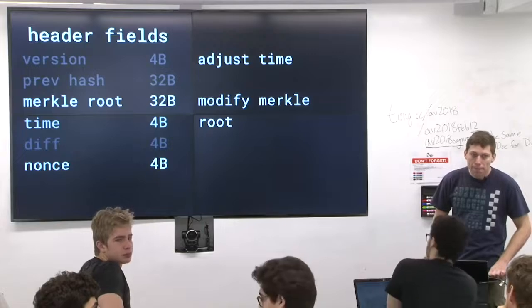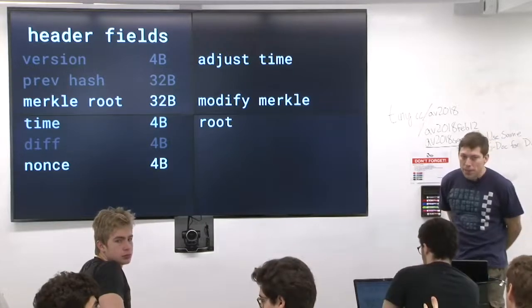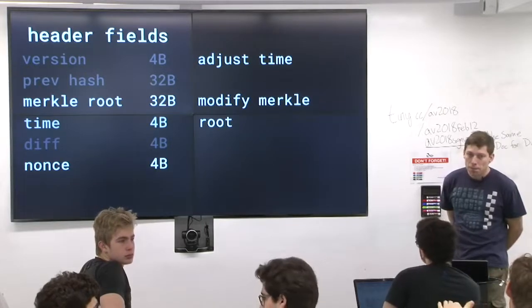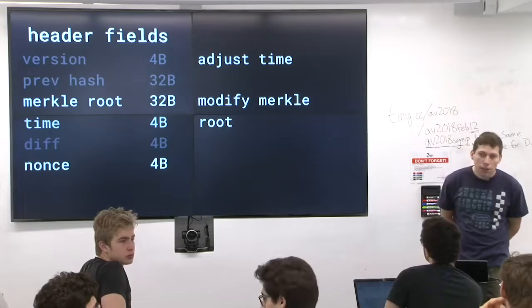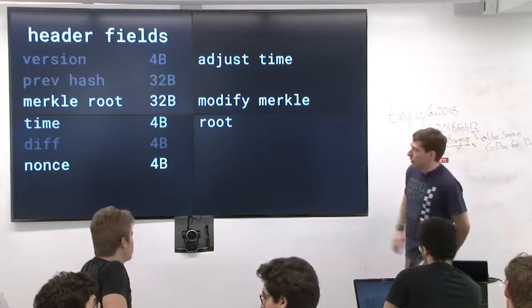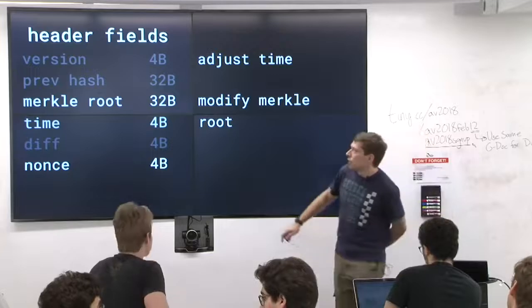Including the Merkle root. So obviously if you end up mining something, you don't have to put anything there. So the only incentive is the transaction fees. And the block reward, which I'll get to in a second.